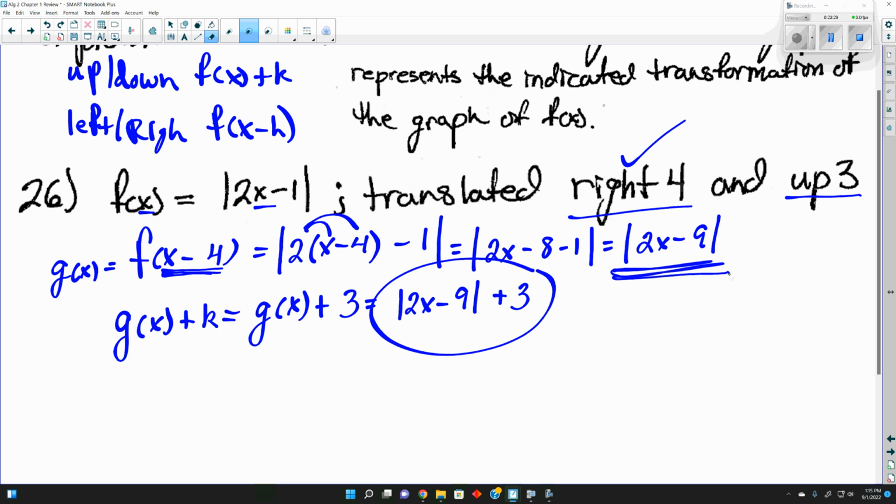Yep, since it said right 4 and up 3, we went right 4 first, then up 3. In order, yes. Now, luckily for us, up, down, left, right, the order that we do it doesn't make a difference. It won't impact it.